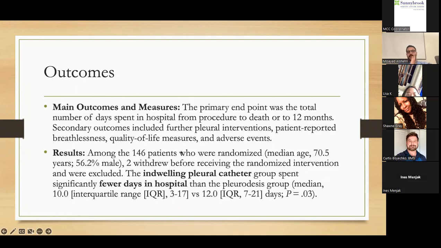So the main outcome and measures: the primary endpoint was the total number of days spent in hospital from procedure to death or to 12 months. And the secondary outcomes included further pleural interventions, patient-reported breathlessness, quality of life measures, and adverse events. The results among these patients who were randomized: the indwelling pleural catheter group spent significantly fewer days in hospital than the pleurodesis group, with a median difference of 10 days, with a p-value of 0.03.